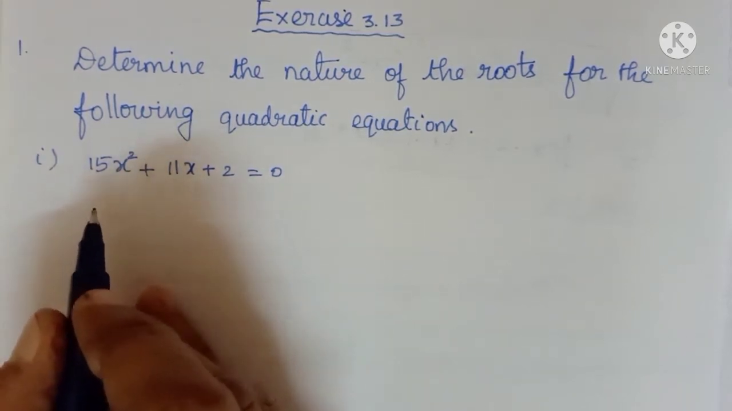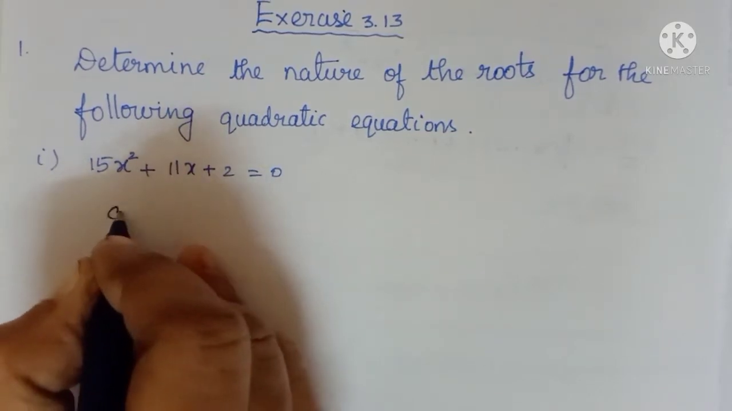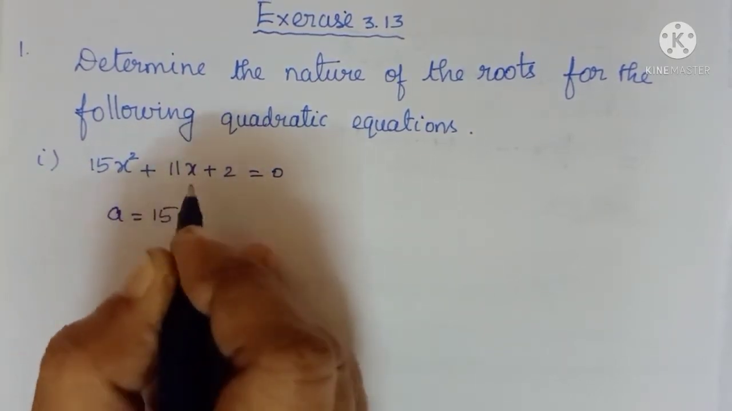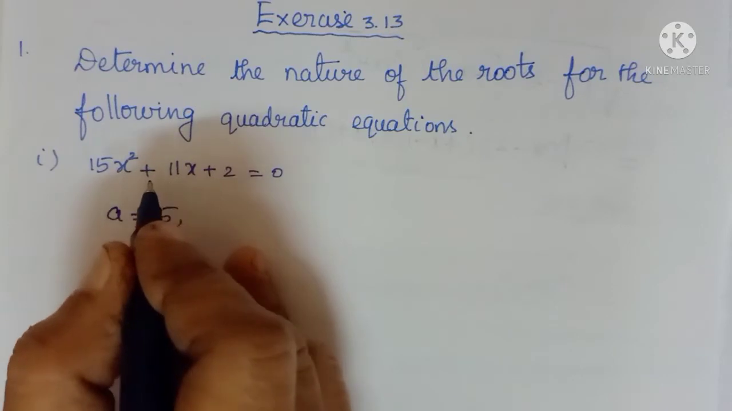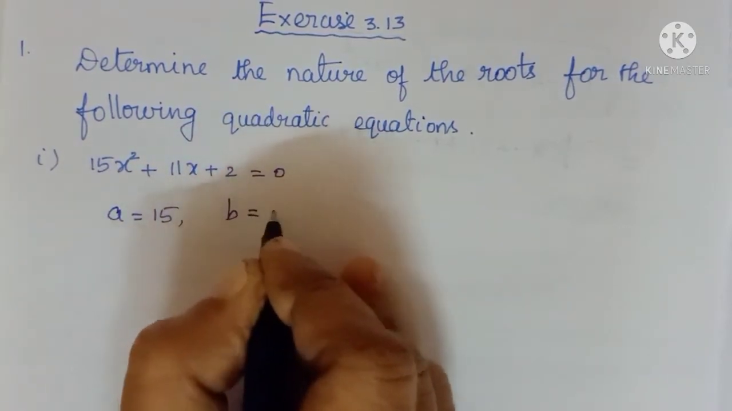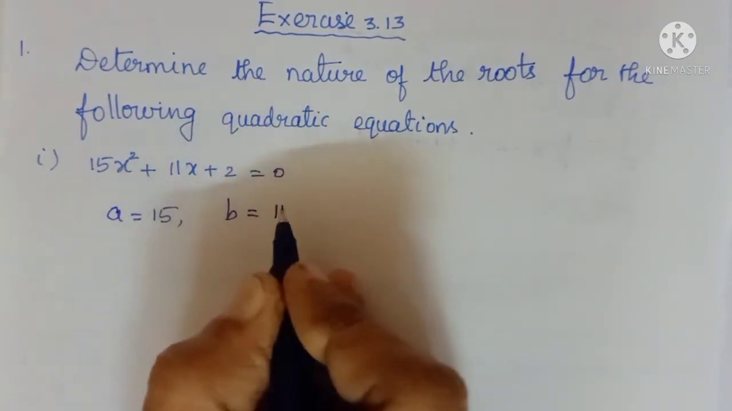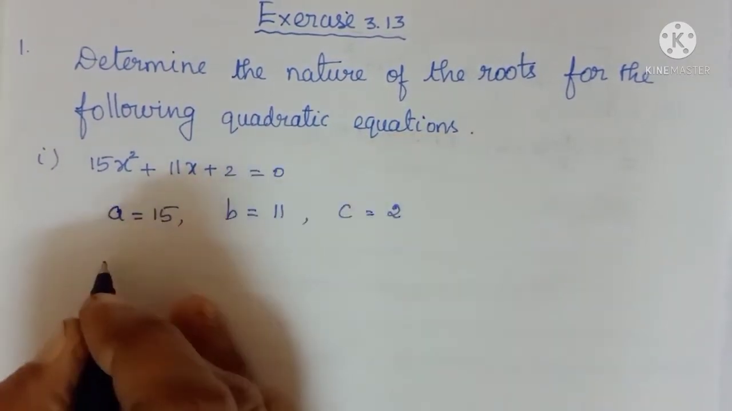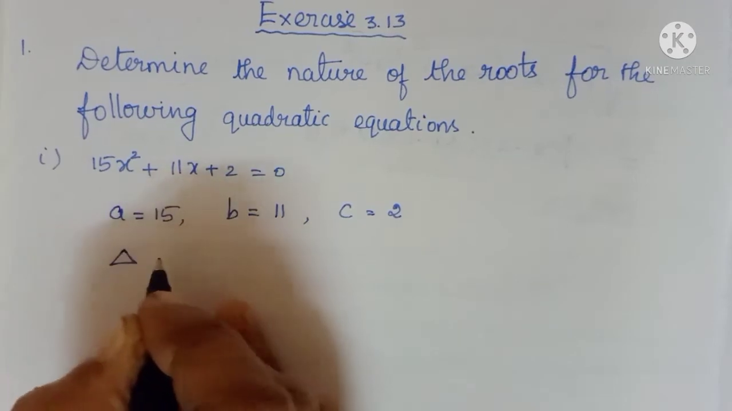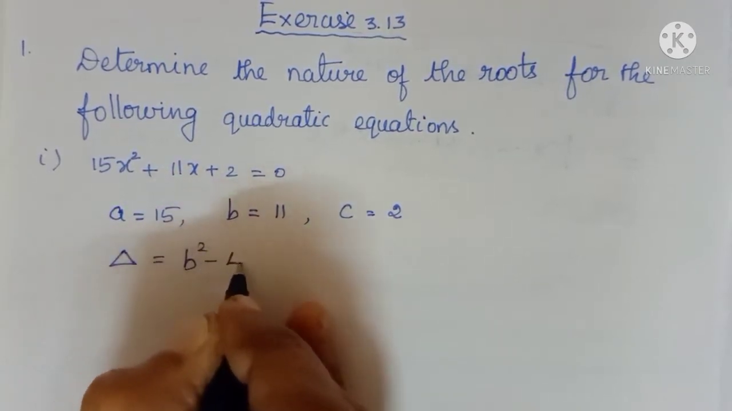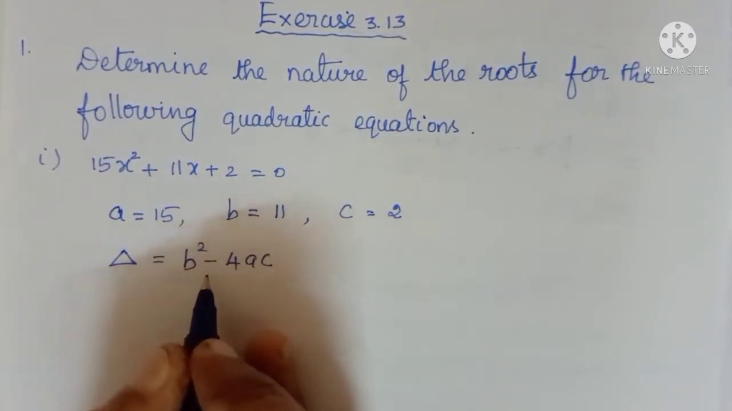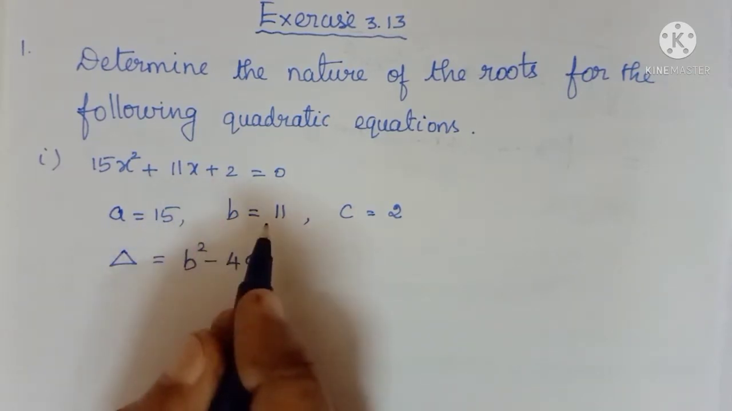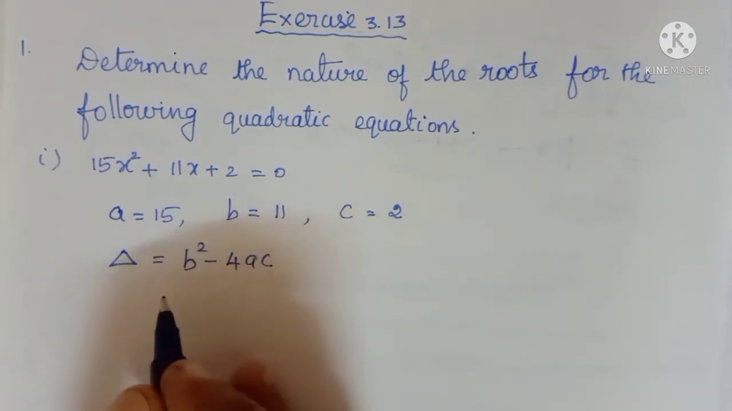From this equation we write the values of a, b and c. What is the value of a? The coefficient of x squared. So a is equal to 15, b is the coefficient of x, that is 11. If a negative sign comes, we take the negative sign also. And c is the constant term, 2. Now we take the discriminant equal to b squared minus 4ac. Replace these three values and simplify. You have to check whether you are getting equal to 0, greater than 0 or less than 0.